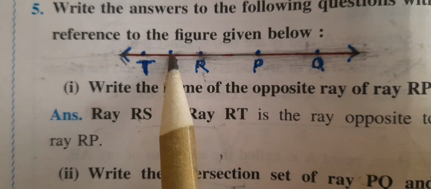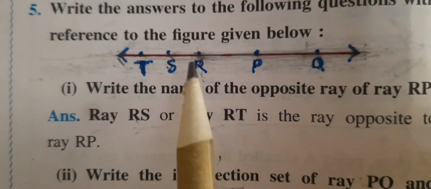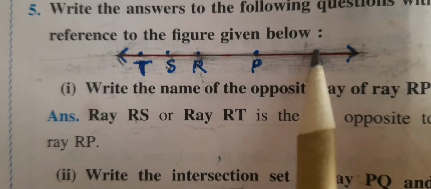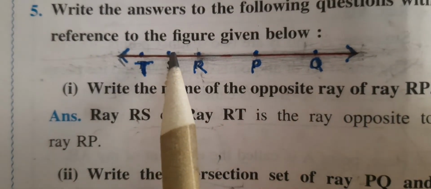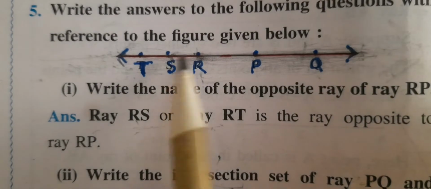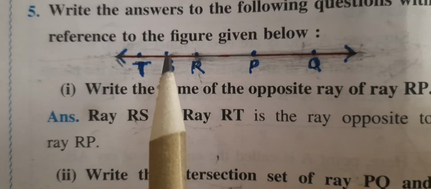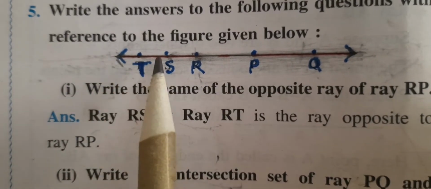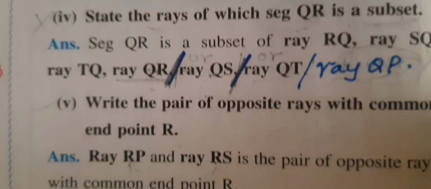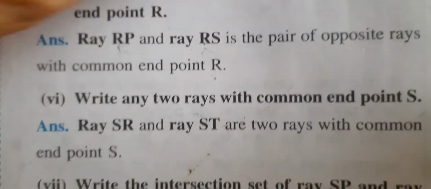One ray will have endpoint S, starting with letter S and going in the direction to the right, and the name of that ray can be ray SR or SP or ray SQ. It's all one and the same ray. The endpoint is written first and then you take any other letter here, it is the same ray. And the other ray with the same endpoint will go in the opposite direction. That will be ray ST. So two rays with a common endpoint S are ray SR and ray ST.